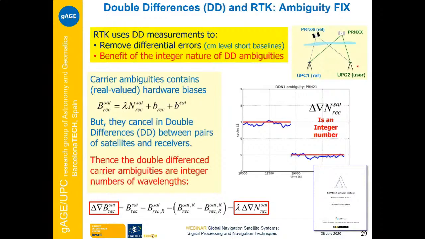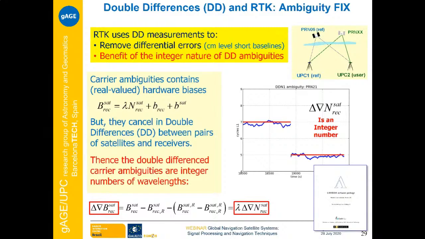In RTK, we are not taking single differences, we're taking double differences. This means differences between pairs of receivers and also pairs of satellites. Why? Well, I have to clarify that it is not necessary. In order to remove differential errors, single differences are enough. But, well, why not?